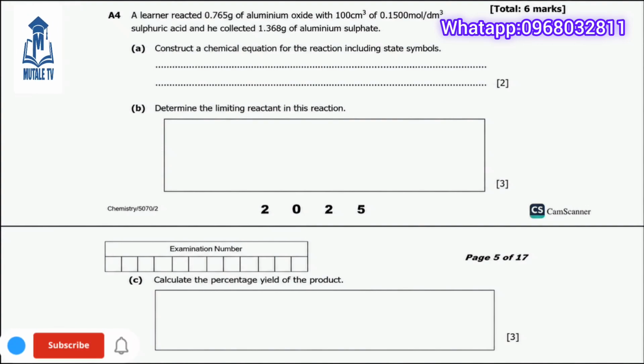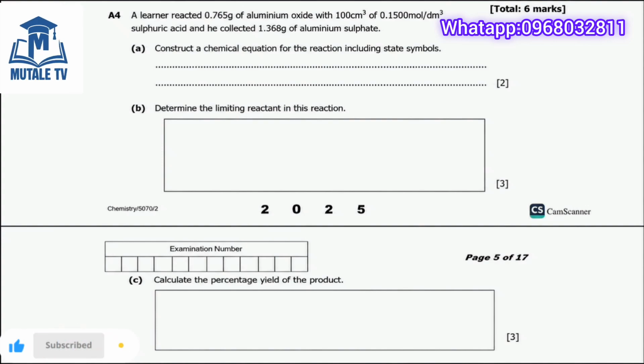Alright, so the question reads, Elena reacted 0.765 grams of aluminium oxide with 100 cubic centimetres of 0.1500 moles per cubic decimetre sulfuric acid and collected 1.368 grams of aluminium sulfate. Alright, so question A4 reads, construct a chemical equation for the reaction including state symbols. Construct a chemical equation for the reaction including what?